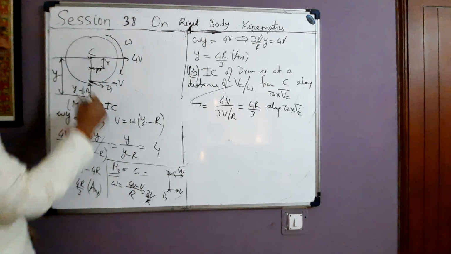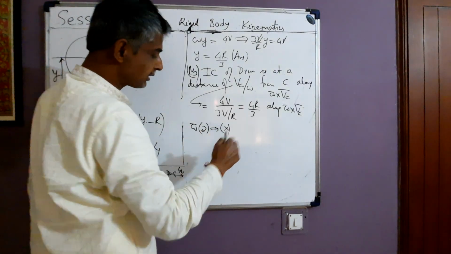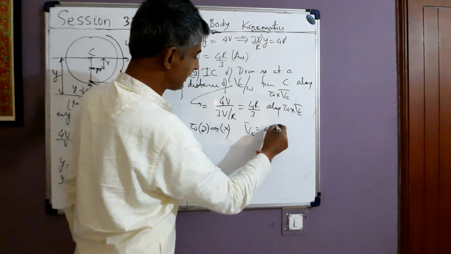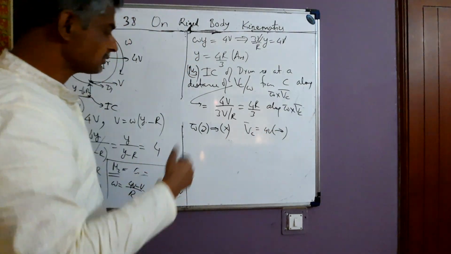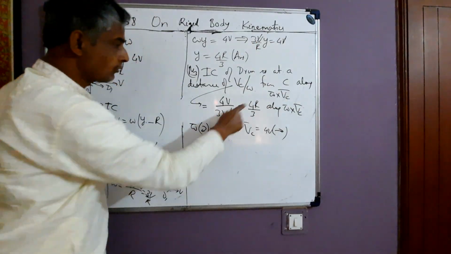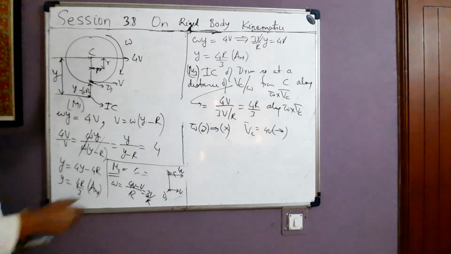Now omega is clockwise, as you can see. Clockwise sense means the direction of omega is normally into the plane of the board. And Vc is 4v rightward. So omega cross Vc becomes how? Omega is this way, Vc is right, so omega cross Vc is downward. So 4r by 3 vertically below C. Same answer as you obtained in method 1 and method 2.